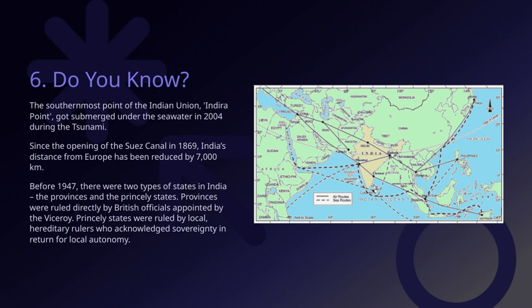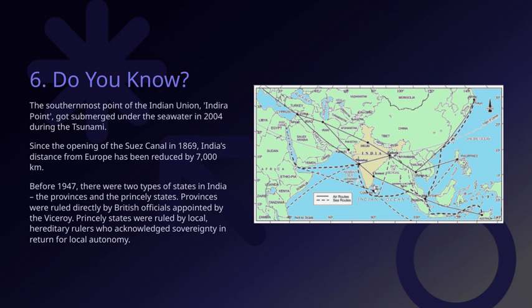Now, before India gained independence in 1947, our country was a patchwork of different types of states. There were 2 main categories: provinces and princely states. Provinces were directly governed by British officials appointed by the viceroy, which meant they were under direct colonial control. On the other hand, princely states were ruled by local hereditary rulers, kings, princes, or chieftains, who acknowledged British sovereignty but retained a lot of local autonomy.